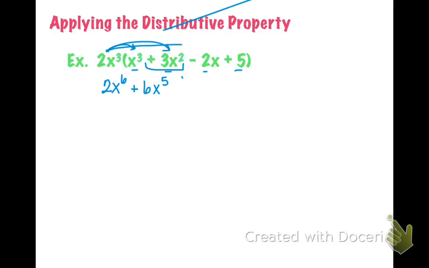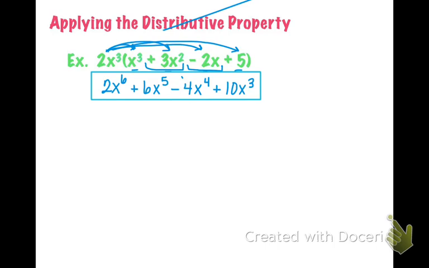The third one is going to be 2x cubed times a negative 2x. 2 times negative 2 is negative 4, so we're going to have a subtraction there. X to the third times x to the first is x to the fourth, and the last term is 2x cubed times 5. We just multiply the coefficients. That's going to be 10x cubed. And so this is my resulting polynomial.